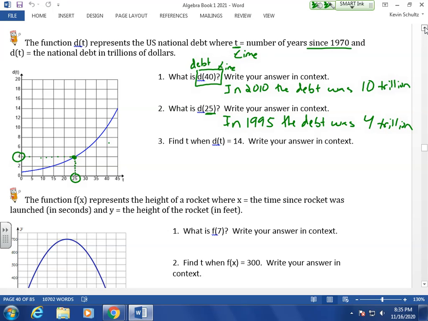Okay. Number 3, it says find t when d of t equals 14. Now remember what this is saying. Find t, or time, when y equals 14, or in context, d equals 14. Find the time when the function, which is the debt, equals 14. So now we're looking at the d of t value here, right? When does d of t equal 14? When does the debt equal 14 trillion? Well, there's 14 trillion. What year corresponds with that?